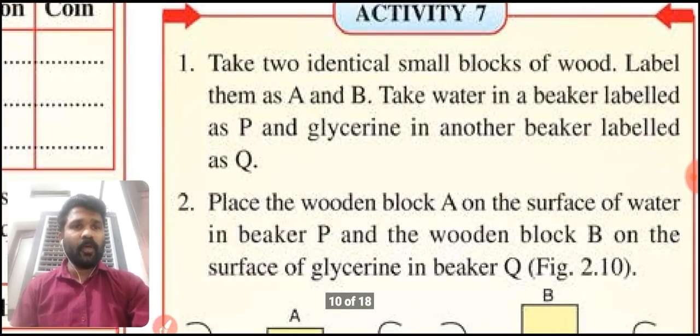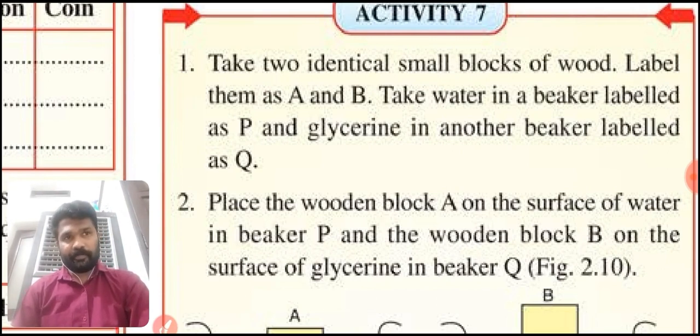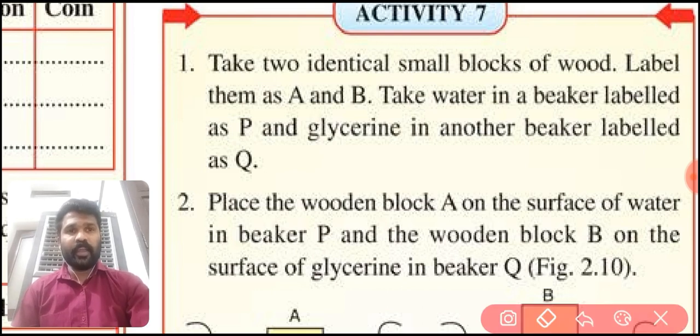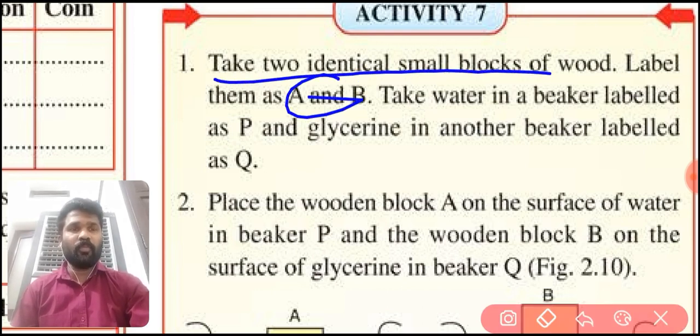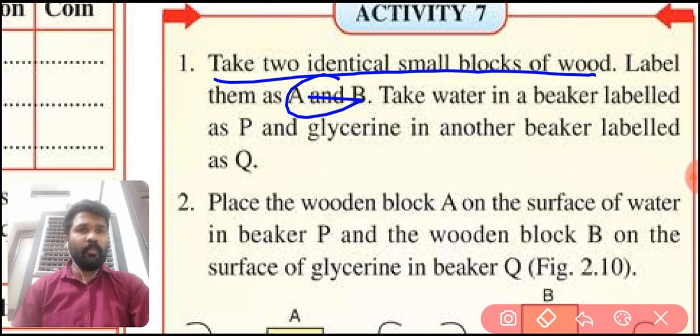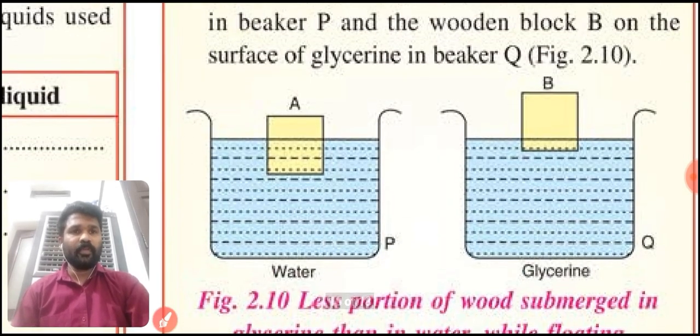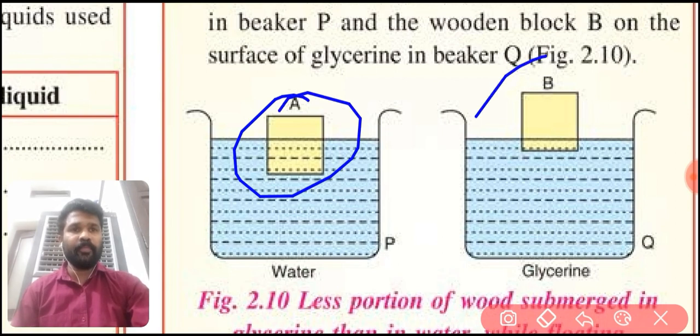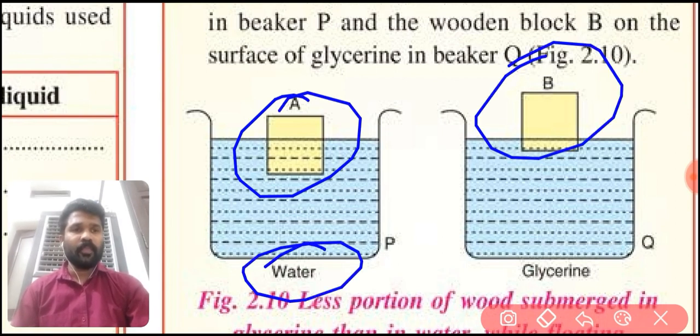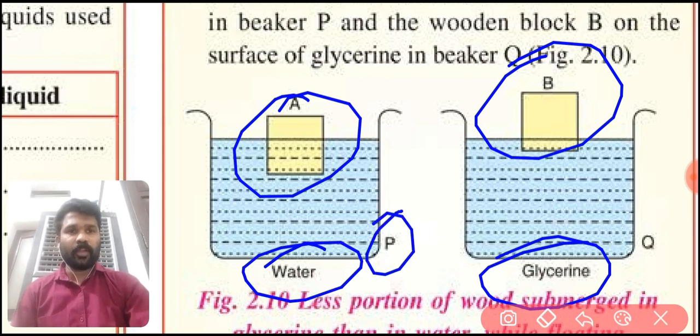Okay students, now activity 7. Take two identical small blocks of wood. Label them as A and B. Take water in a beaker labeled as P and glycerin in another beaker labeled as Q. Here is the diagram. The bodies A and B. In beaker P there is water, in beaker Q there is glycerin.